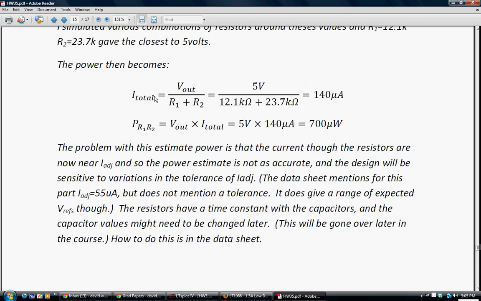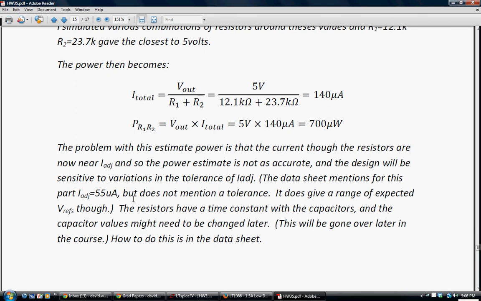Anyway, the power will now be with these new resistor values, and I got 140 microamps for the current, which then gives me a power of 700 microwatts. Now the problem with this estimate is that 140 microamps is now very close to an I adjust of 55 microamps, and so my power estimate will not be as accurate as it was before. Also, if I adjust should vary due to tolerance from part to part, my voltage supply will vary from part to part. Now I read the data sheet and it doesn't seem to mention I adjust varying. It does talk about V reference varying, and you can look it up to see what the percentage is.